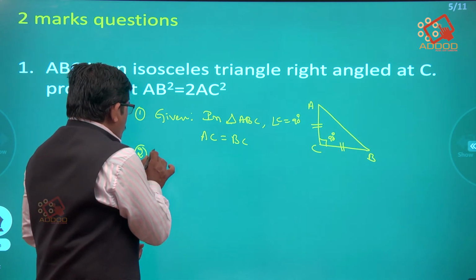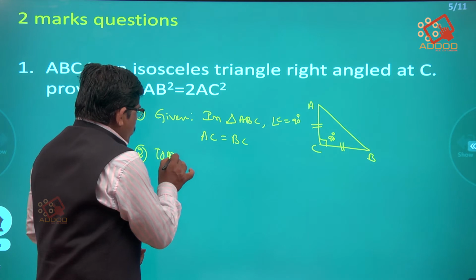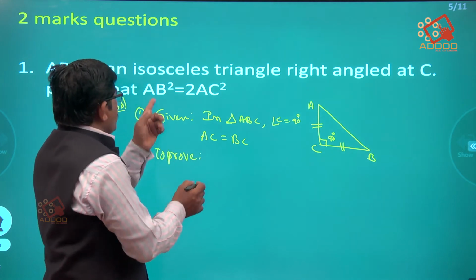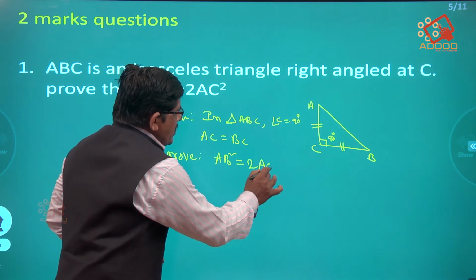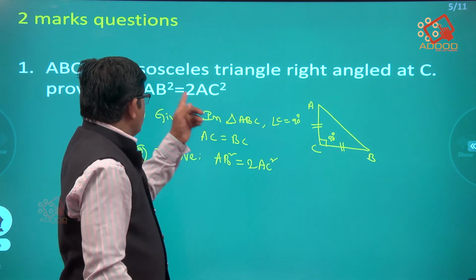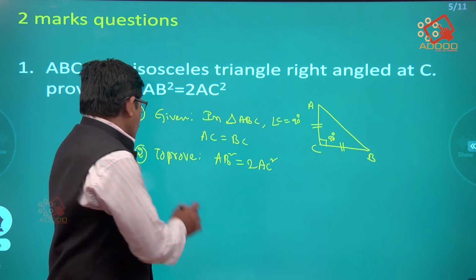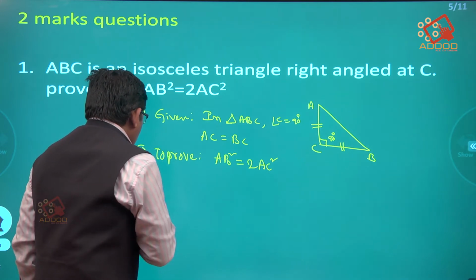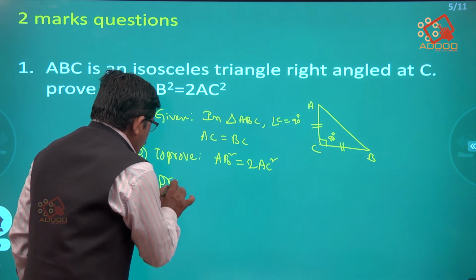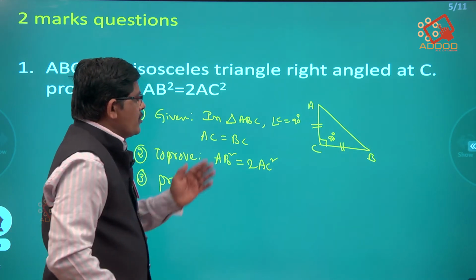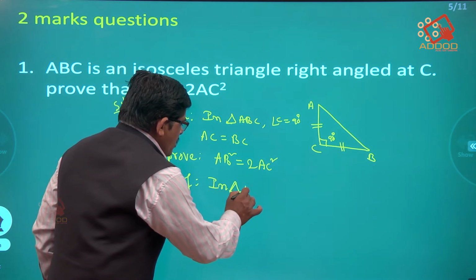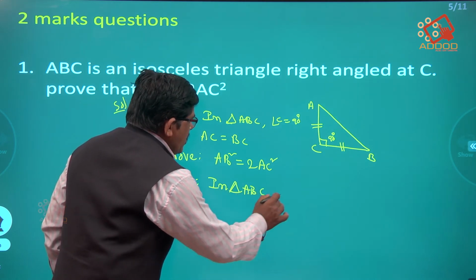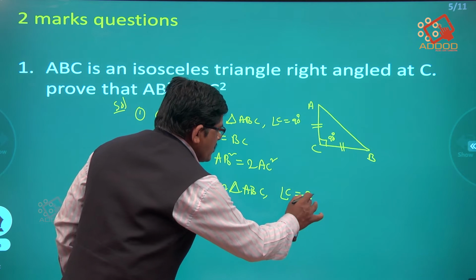Next, what is to prove? AB square is equal to 2 into AC square. That is what is to prove. Next, the proof. What is the proof here? In triangle ABC, angle C is equal to 90 degrees.